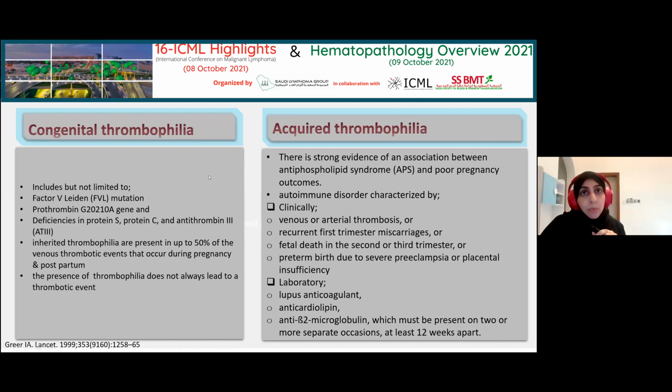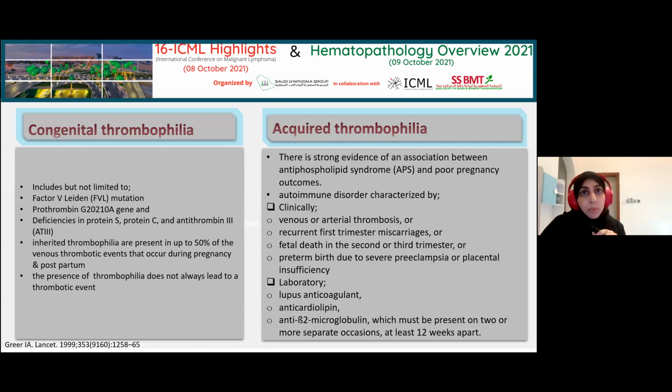Now, the acquired thrombophilia, unlike the congenital thrombophilia, which we can say is equivalent to antiphospholipid syndrome, shows an association with poor pregnancy outcome between the antiphospholipid syndrome and poor pregnancy.